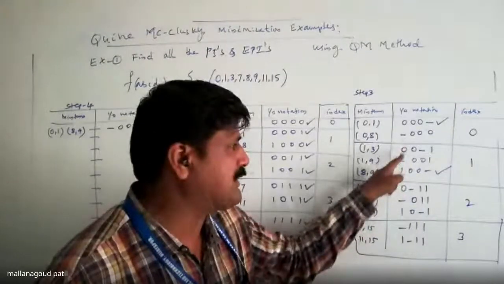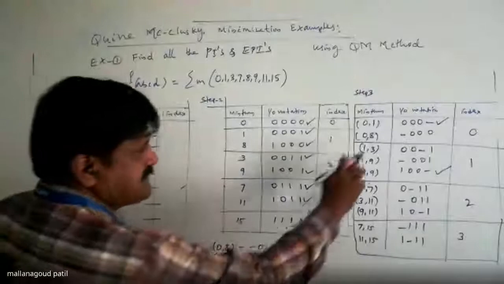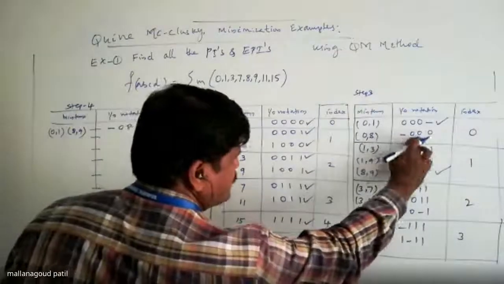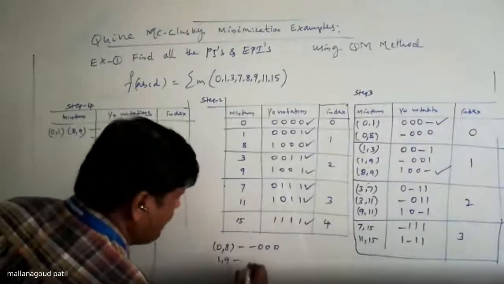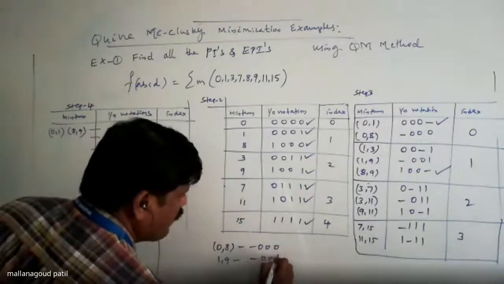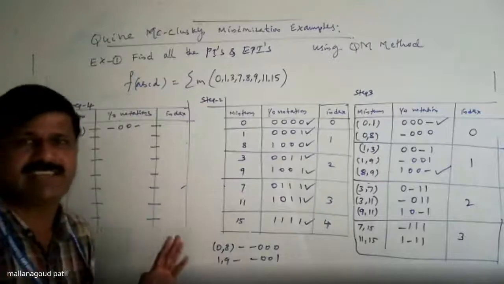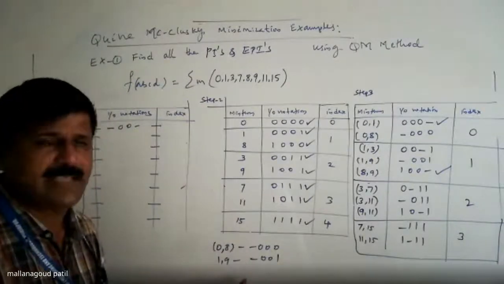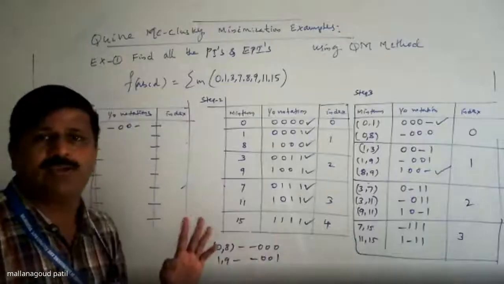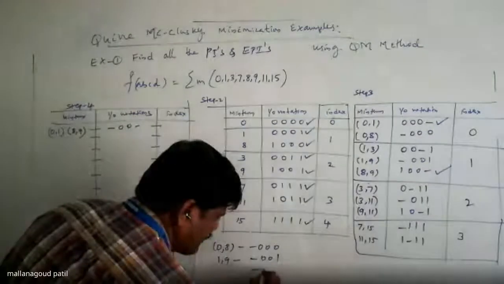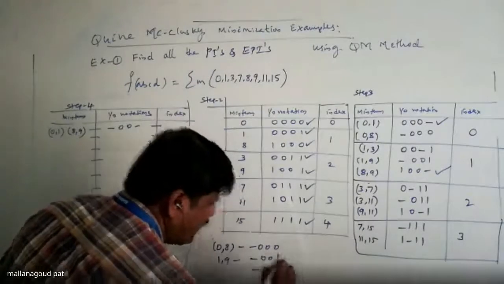Then you compare. Okay, the 0, 8 representation is 0 dash 0, 0, 0. Then the 1, 9 representation will be dash 0, 0, 1. Both are logically adjacent. First bit is dash, same. Second bit is 0, same. Third bit is 0, same. Fourth bit is 0 and 1, differ. And the representation will be dash 0, 0 dash.